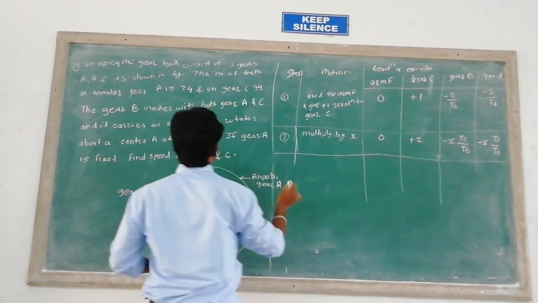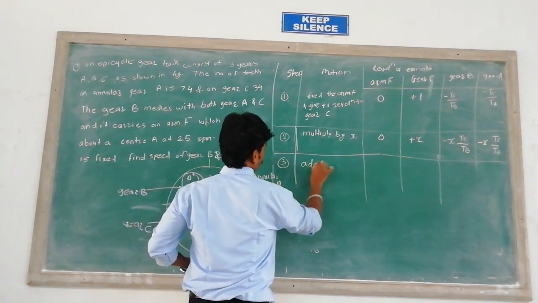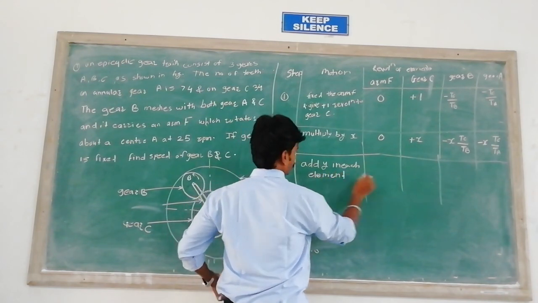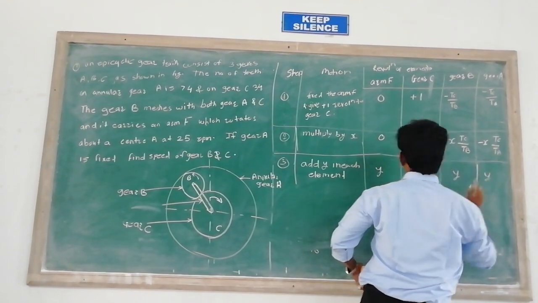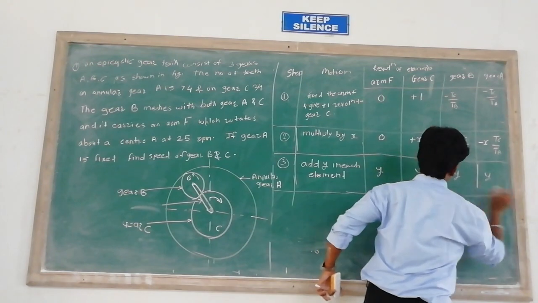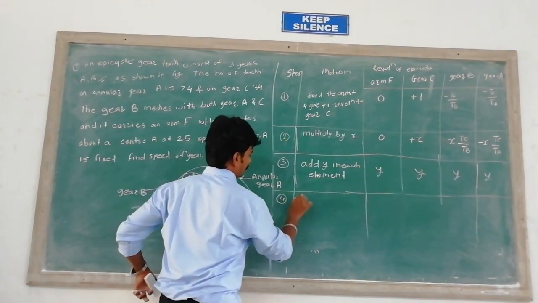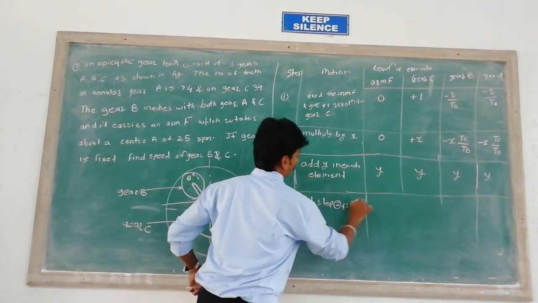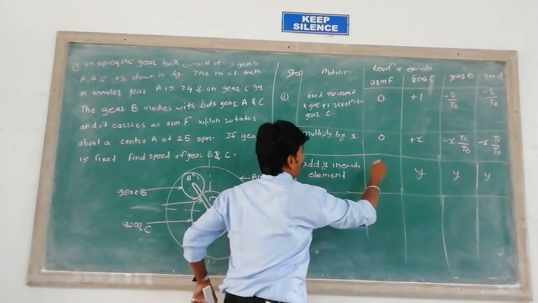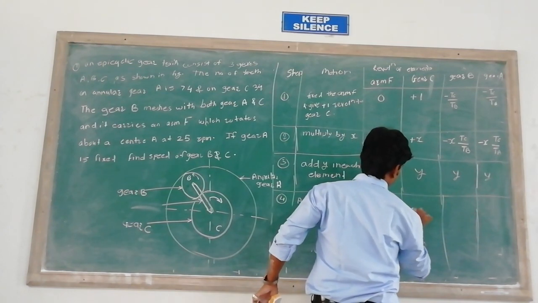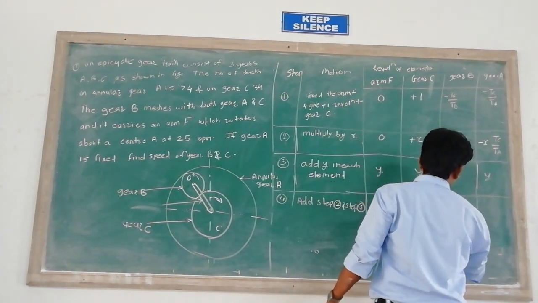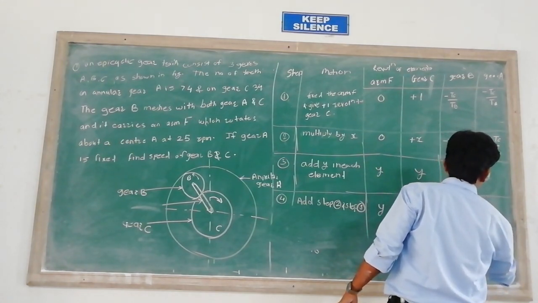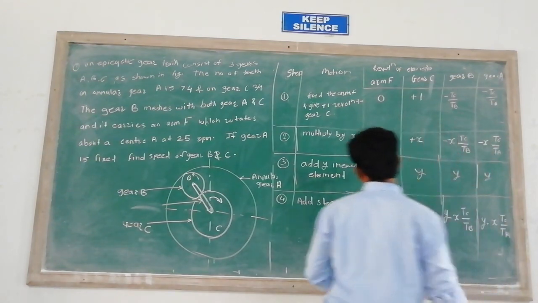Now, third step, add y revolution in each diagram. We will be adding y, y, y, and y. And fourth step is add step 2 and step 3. We have to add step 2 and step 3. If we add this step for arm F, then it is equal to y. For gear C, it is equal to x plus y. For gear B, it is equal to y minus x into tc divided by td, and here y minus x into tc divided by ta. Okay, this is our table.